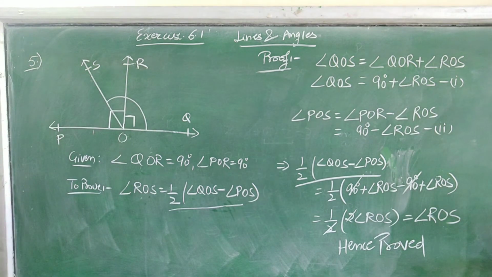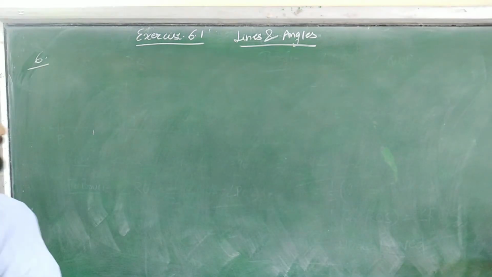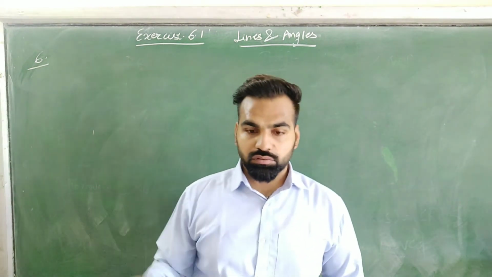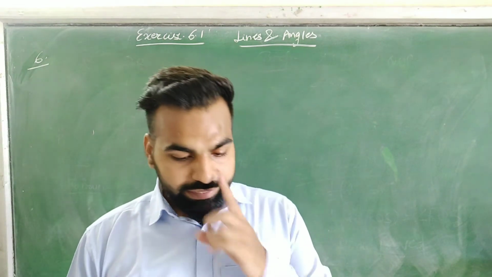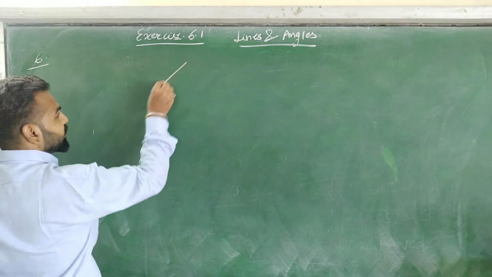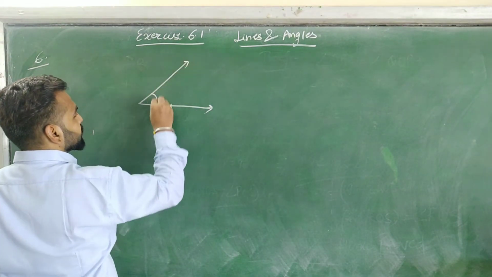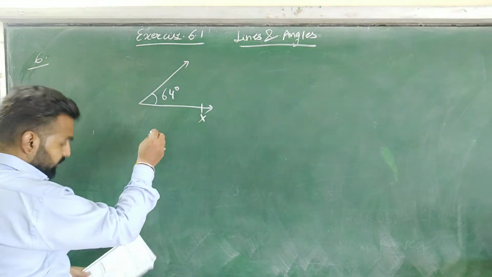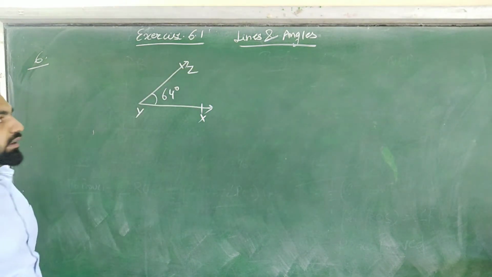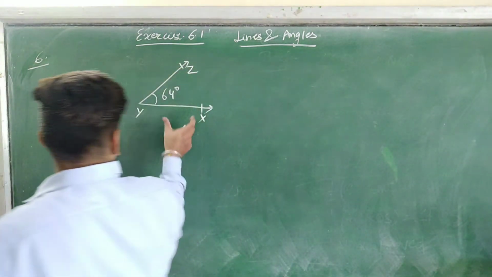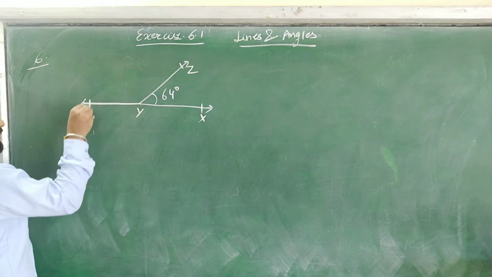So now we will do the last question of this exercise, question number 6. Figure is not given in this question, so I will make the figure by reading the question. It is given that angle XYZ is equal to 64 degree. So first of all, we will make an angle of 64 degree. So let us say this is angle XYZ. Angle 64 degree. Next, it is given XY is produced to point P. So we will produce this XY to point P.